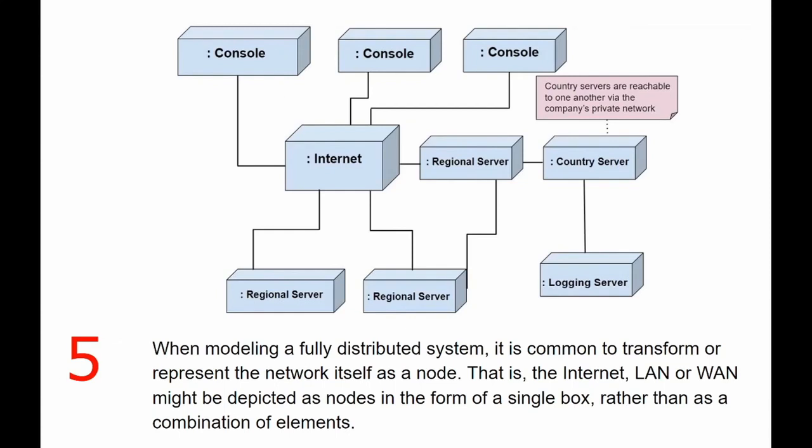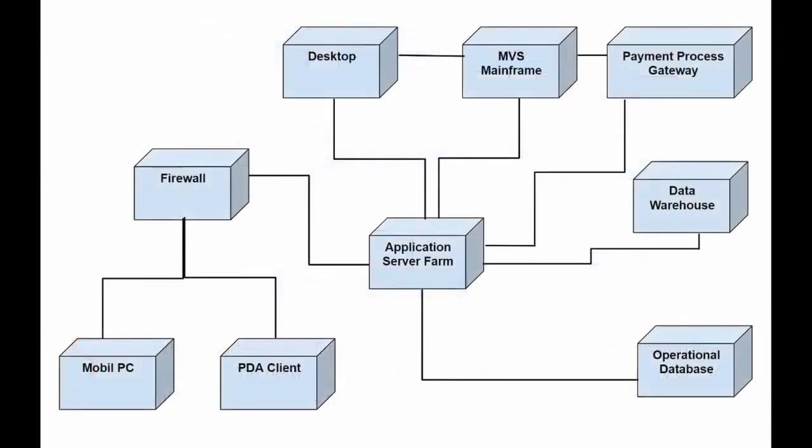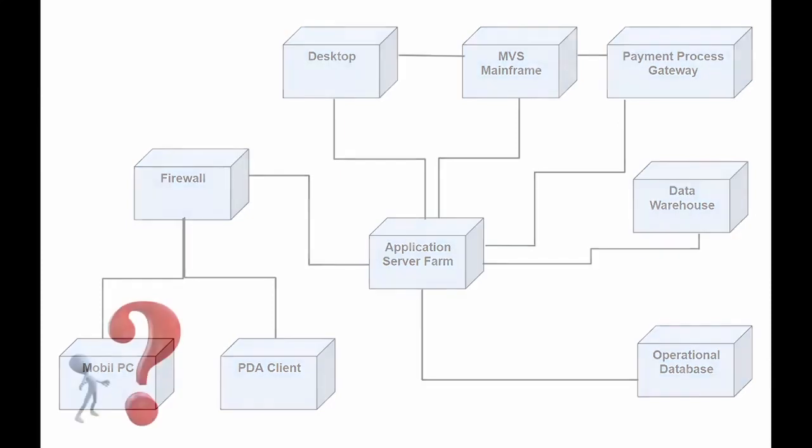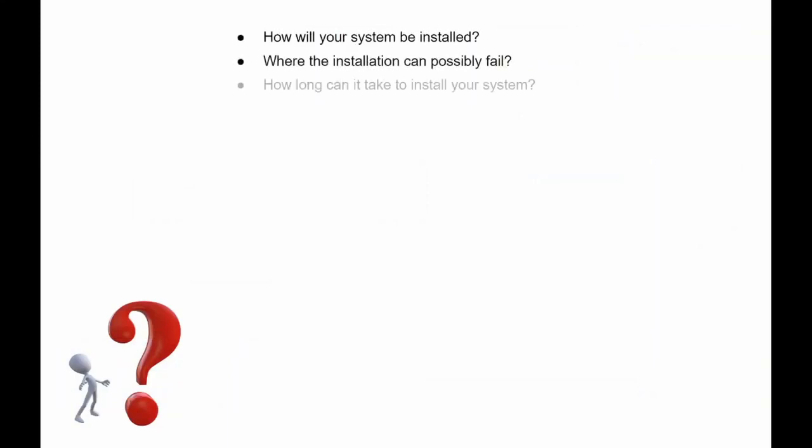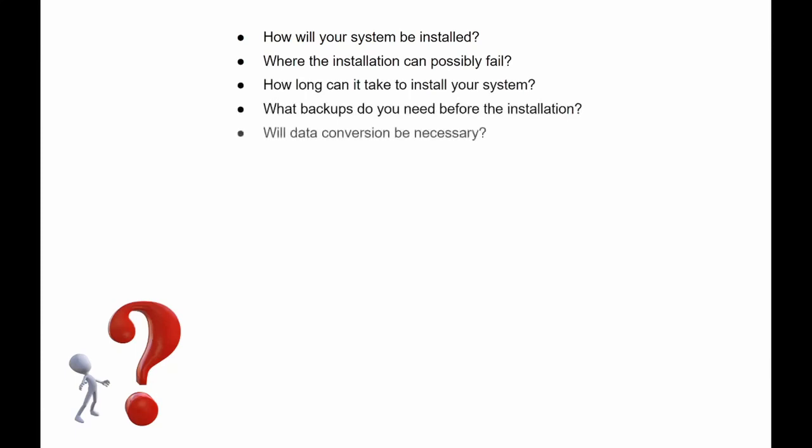When you develop a deployment plan for your company, you might discover that you don't know where to start and what to focus on. The following checklist can give you some ideas for planning your deployment. How will your system be installed? Who will install it? How long will it take? Where can the installation possibly fail? How long can it take to install your system? What backups do you need before the installation? Will data conversion be necessary? How do you know that the installation was successful?